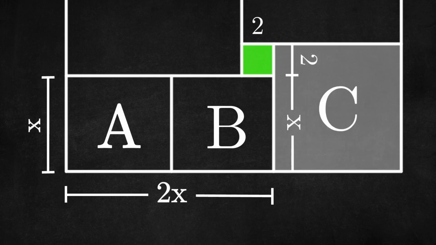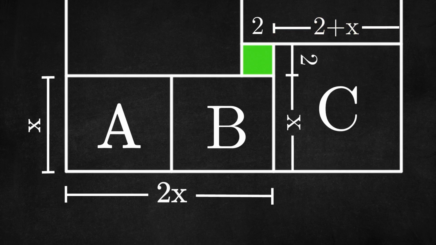Next, let's call this square, square C. The side length of this square is 2 plus x, which means this length is also 2 plus x. How about this distance? Using segment addition, that distance is 2x minus 2.